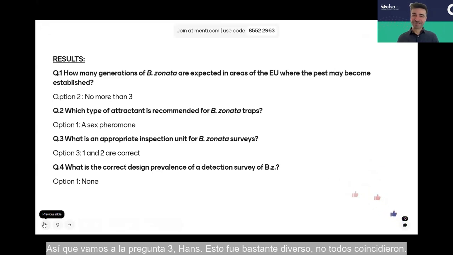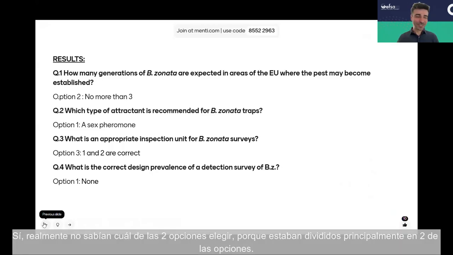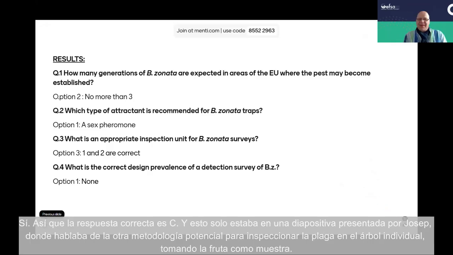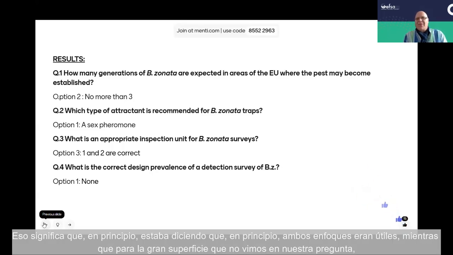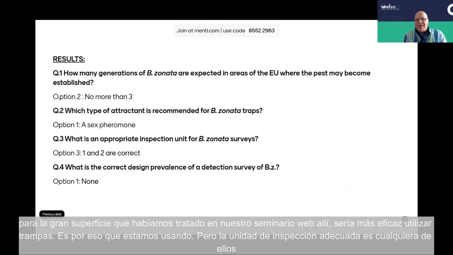This was really none, all of them were, no, that's fair. They didn't really know which one of the 2 options to choose because they were divided mostly between 2 of the options. So the correct answer is C, and this was only in one slide presented by Josep, where he was talking about the other potential methodology to inspect for the pest on the individual tree, taking the fruit as the sample. So in principle, both approaches were useful, while for the large area that we treated in our webinar, which we did not say in our question, it would be more effective to use traps. That's why we're using them, but the appropriate inspection unit is either or.